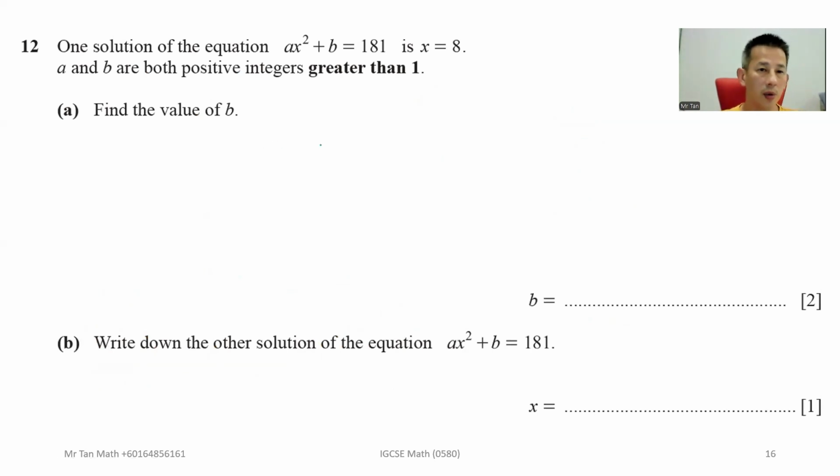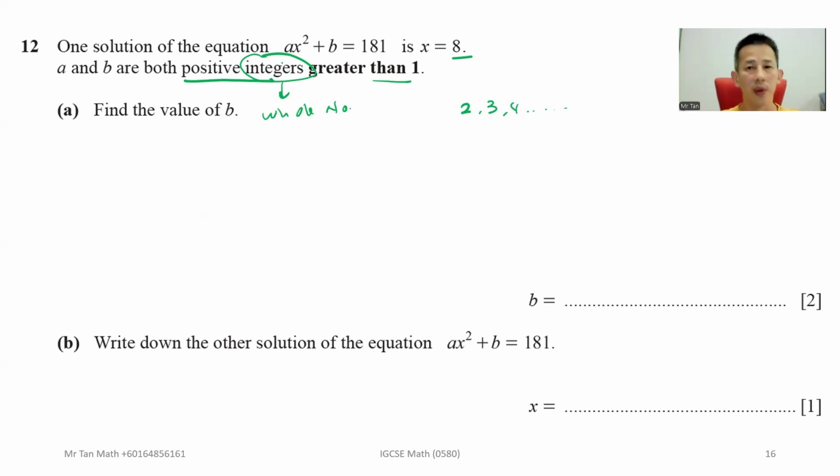Number 12. One solution of the equation ax squared plus b equal to 181 is 8. a and b are both positive integers. Integers is just a whole number, positive, negative. And greater than 1, so it can be 2, 3, 4, and so on. Find the value of b.